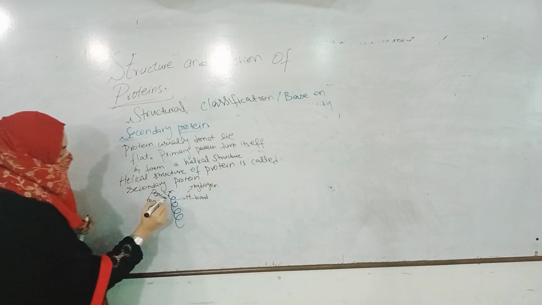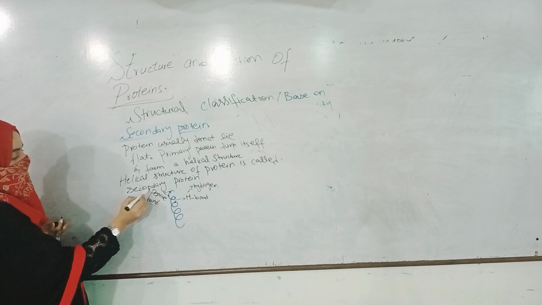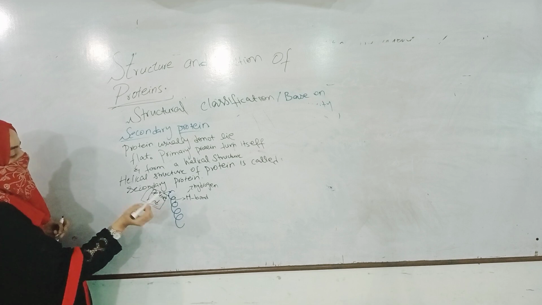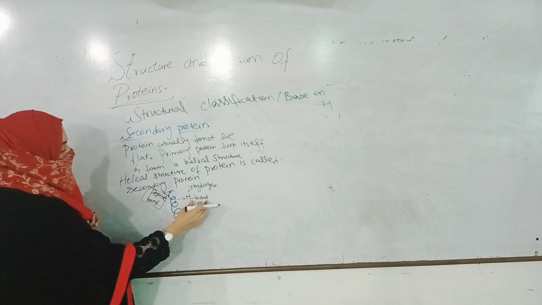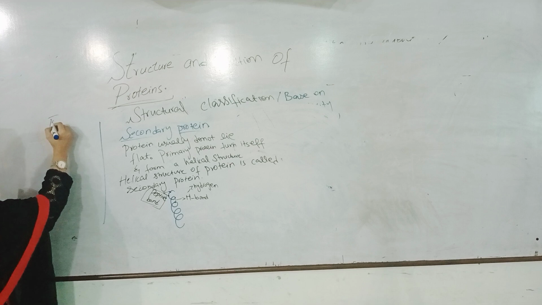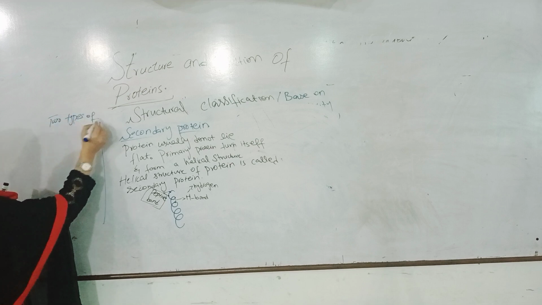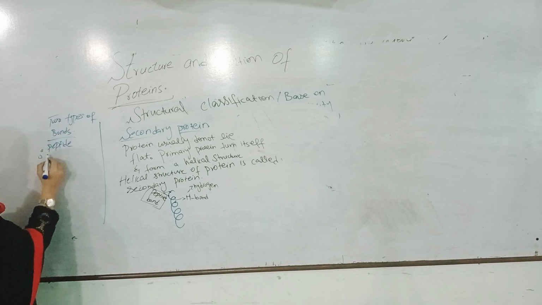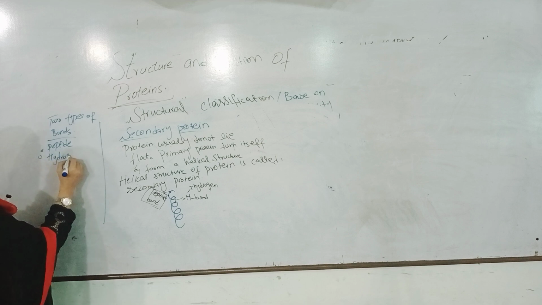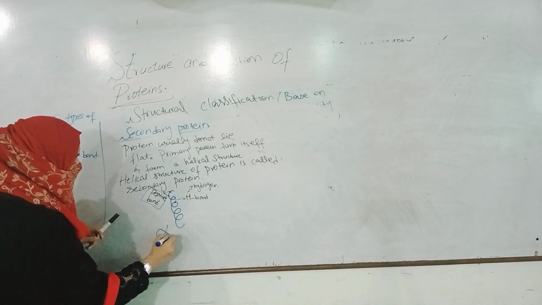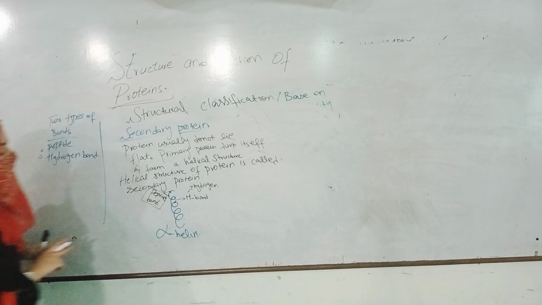The bond between two successive amino acids is called a peptide bond, while the bond between the amino acid of one turn of the helical structure and the amino acid of the other turn is a hydrogen bond. So you can see that in the structure of the secondary protein, two types of bonds are present: the peptide bond, and the second type, the hydrogen bond. And this helical structure of the protein is called the alpha helix, and this is the most common secondary structure.